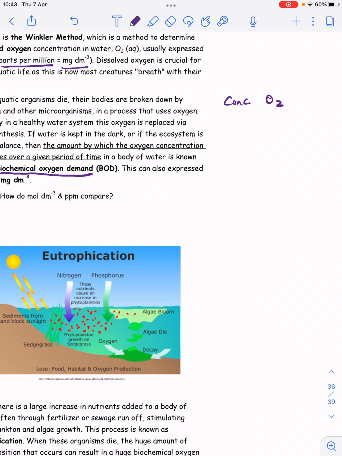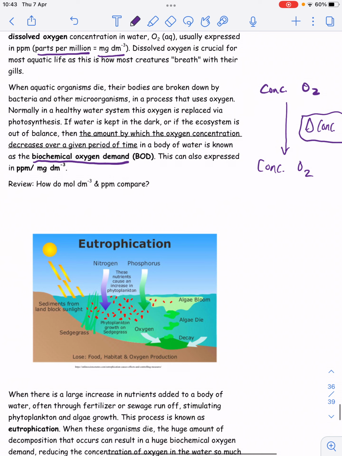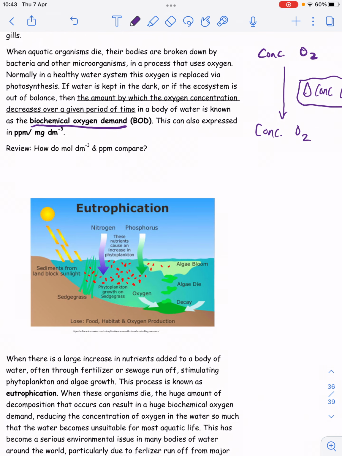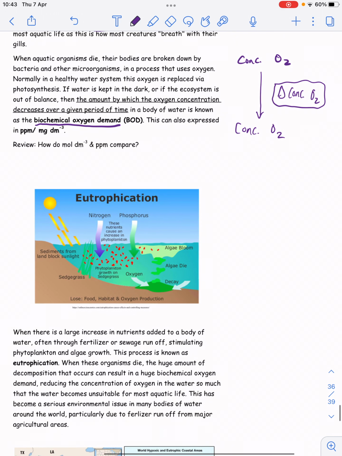And so a few days later, you should see a decrease in the concentration of oxygen. That change in the concentration of oxygen, which should be a decrease since you've essentially shut down the photosynthesis, is what's known as the biochemical oxygen demand. Now, like I said, in a normal system, the oxygen gets replaced by the photosynthesis, but we're forcing photosynthesis to stop, and therefore we'll see this drop in oxygen concentration.